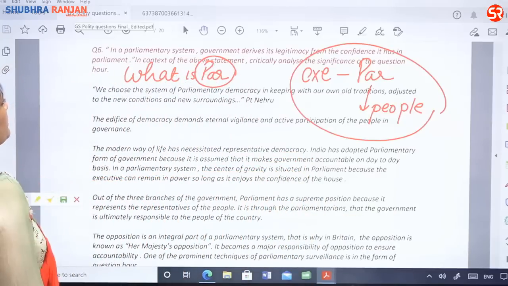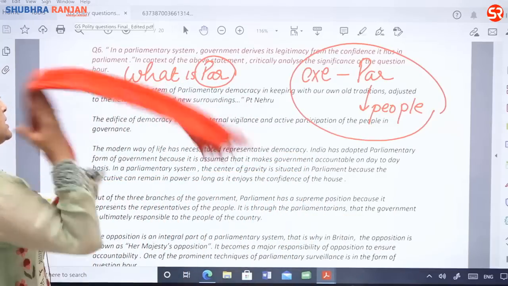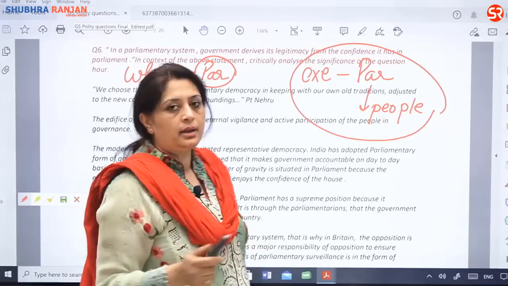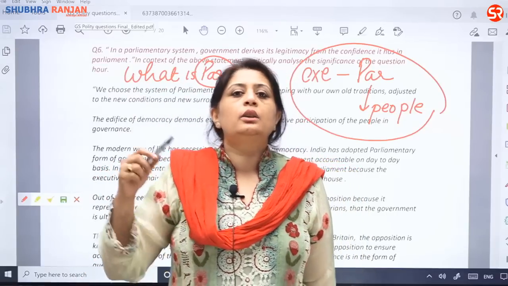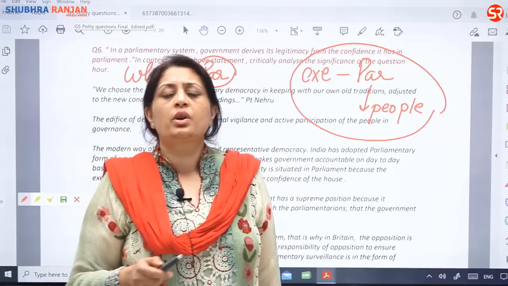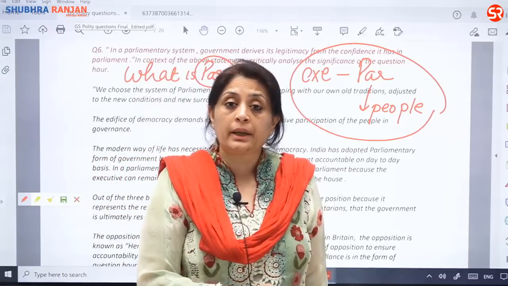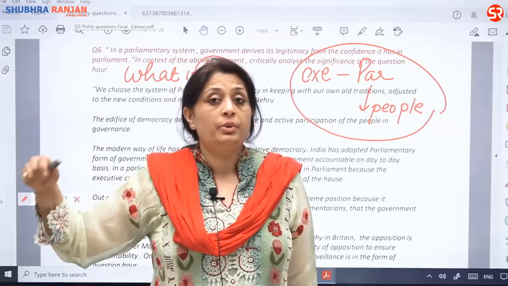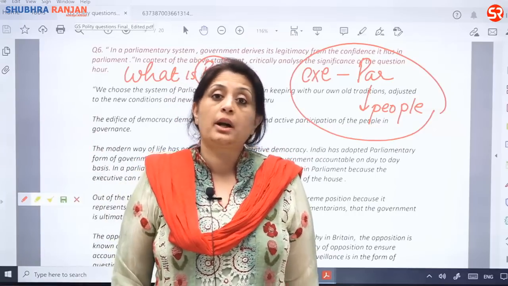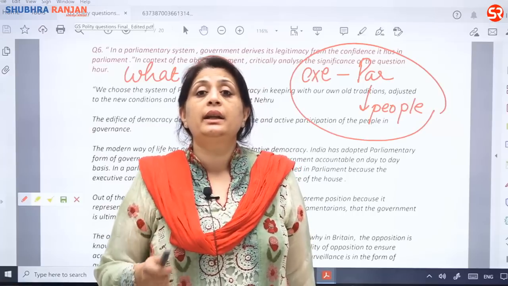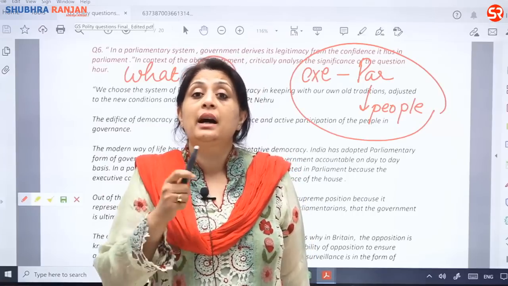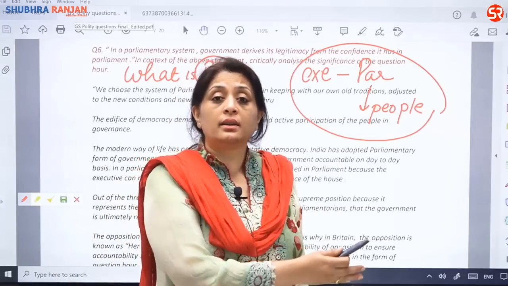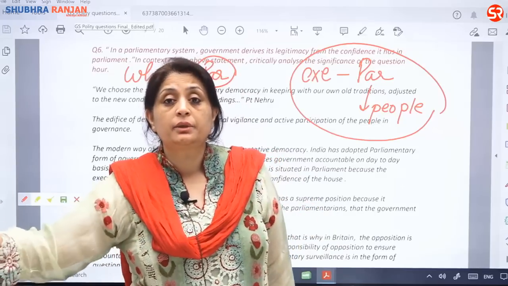In context of the above statement, critically analyze the significance of question hour. So you can always say that in a parliamentary system, the role of opposition is as important as that of the government, because opposition has to hold the government accountable. You have to go into the conceptual part here. That is why in Britain, opposition is also known as Her Majesty's opposition, along with Her Majesty's government.